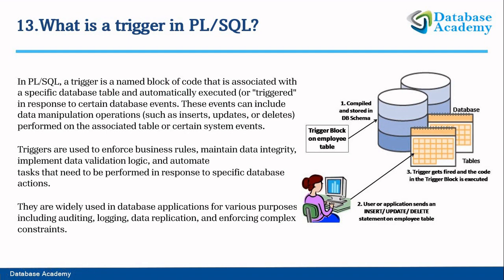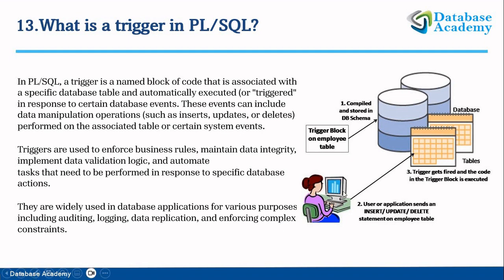Because a trigger has a name and is saved in a database as an object, it is called a named block. Whenever we perform any insert, update or delete operation on an associated table, that trigger will automatically execute. Triggers are used to enforce business rules, maintain data integrity and implement data validation. They are widely used in database applications for auditing, logging, data replication and enforcing complex constraints. These are the uses of database triggers.